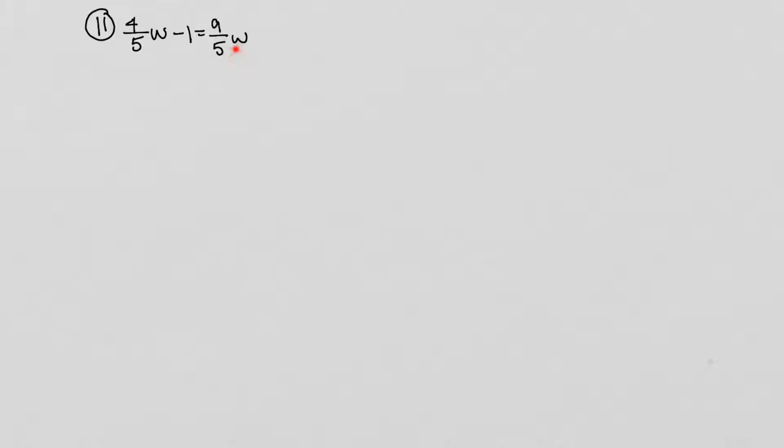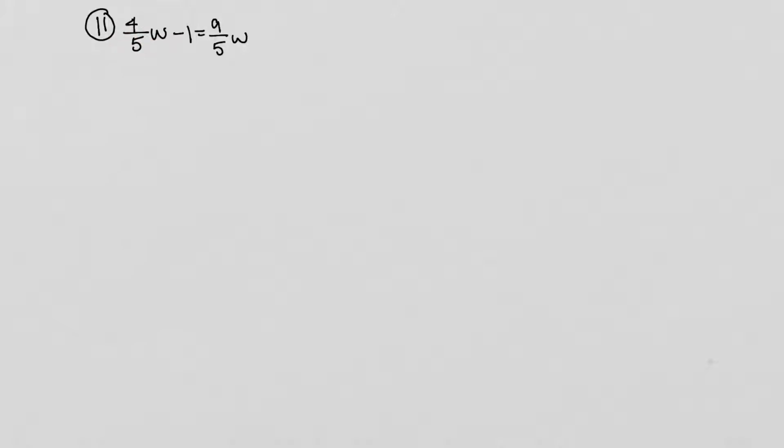I'm going to choose the side on which I have more W's already. Here I have 4/5, right? Not quite one W. Over here I've got 9/5, almost two W's. We've got more W's over here on the right side. So let's get rid of these over here. So they're positive, right? Positive 4/5 W.